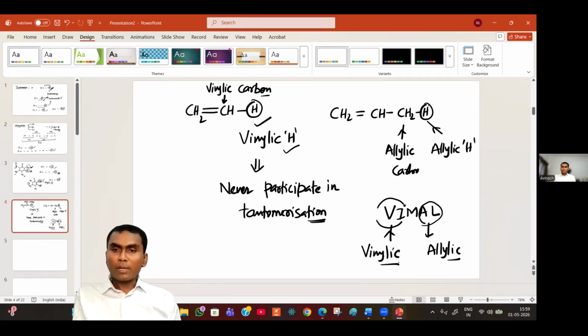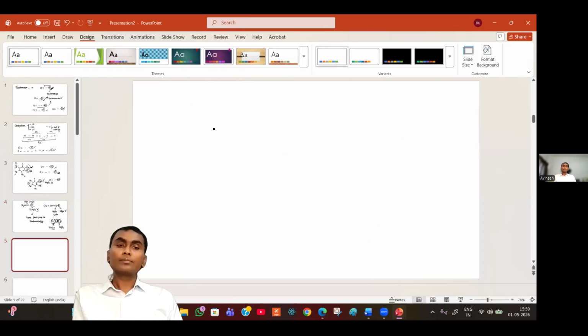This one is one carbon later. This M enters here after vinylic. It is called allylic. Vinylic, this one, and allylic, this one. Vinylic hydrogen never participate in tautomerization. As you see here, this one.